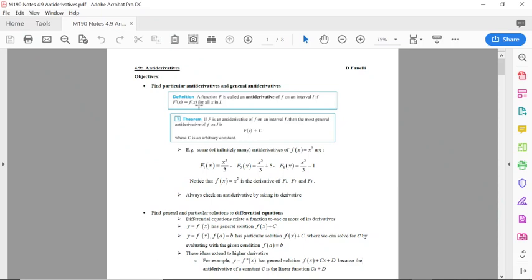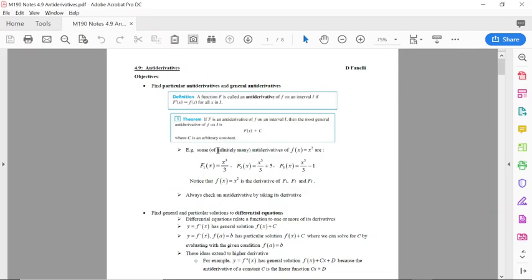There's the definition of the antiderivative taken from your textbook, and the theorem which says that if F, uppercase F, which is often used as the notation, then that would be an antiderivative of an initial function with a lowercase f.